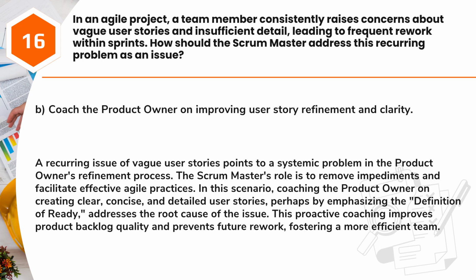Answer: B. Coach the product owner on improving user story refinement and clarity. A recurring issue of vague user stories points to a systemic problem in the product owner's refinement process. The Scrum Master's role is to remove impediments and facilitate effective Agile practices. In this scenario, coaching the product owner on creating clear, concise, and detailed user stories, perhaps by emphasizing the definition of ready, addresses the root cause of the issue. This proactive coaching improves product backlog quality and prevents future rework, fostering a more efficient team.